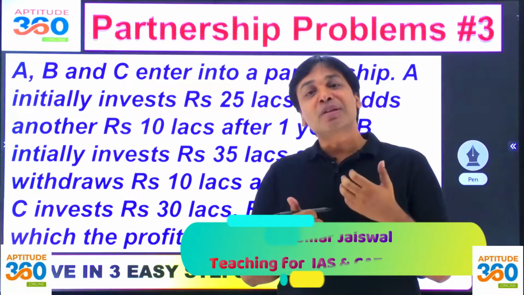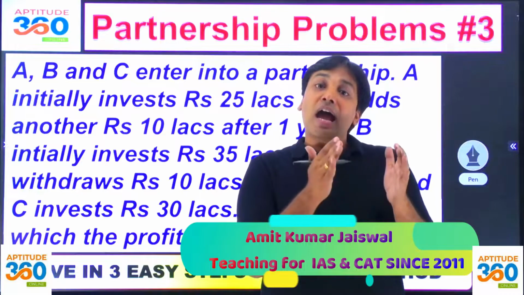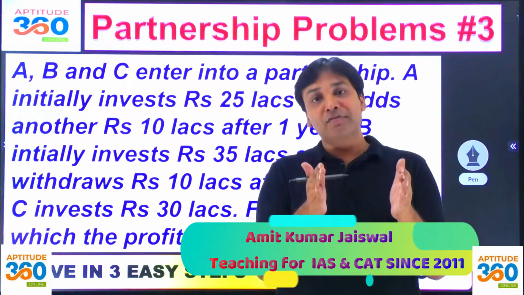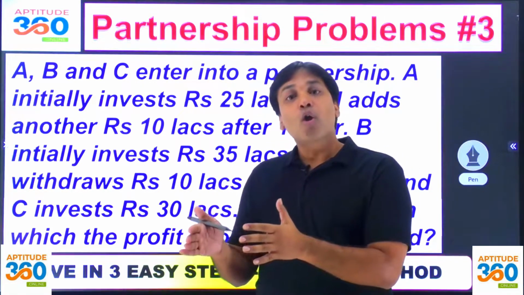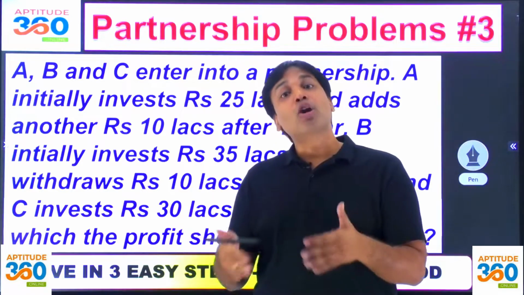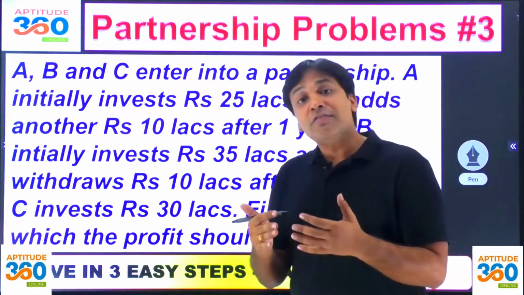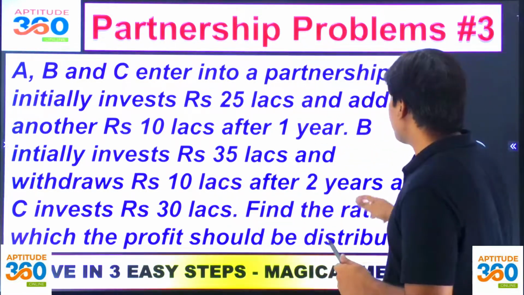Everyone, this is video number 3 in the series of partnership problems. In video number 1 we learned how profit should be distributed provided the time period of investments of different partners is the same. And in video number 2 we learned what if time periods are different, how to approach such problems. Now in this video I'm going to be discussing what if capitals are different for different partners. Then how will you approach these problems?